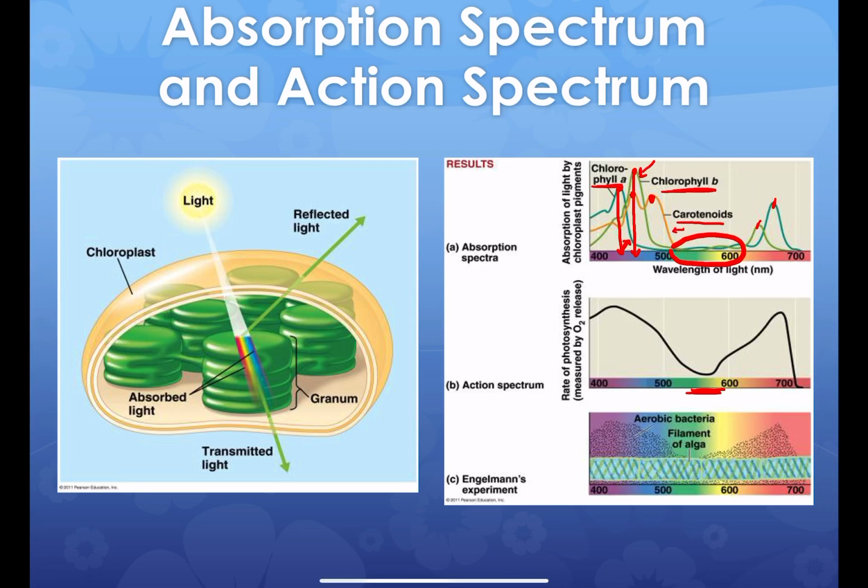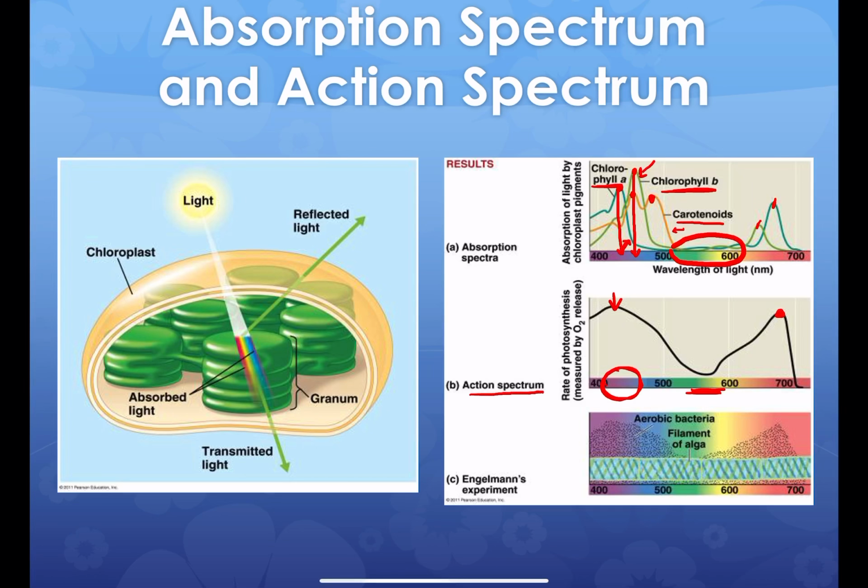Those plants would do the poorest, okay? Versus if you put a filter that was in the blue-purple range, those would do the best, okay? Followed by plants that had a red filter. So this is an action spectrum.